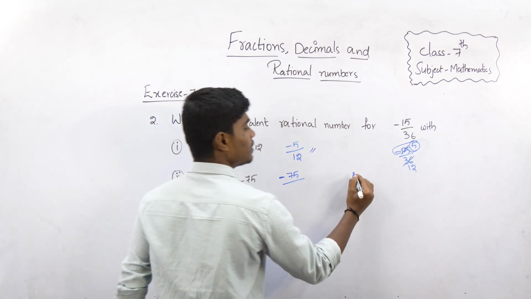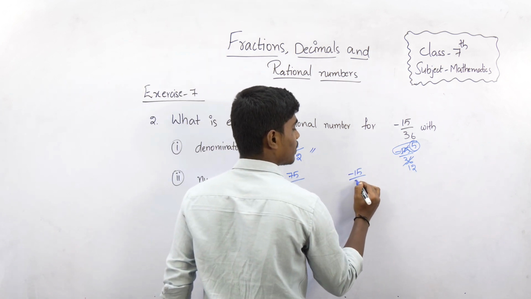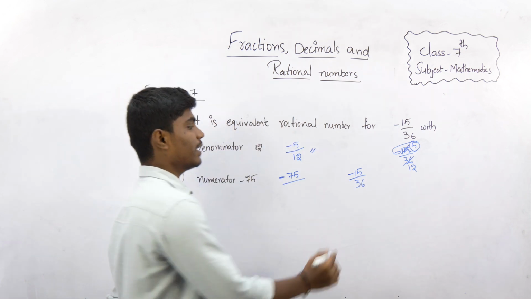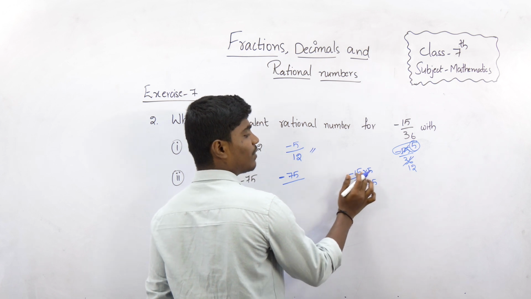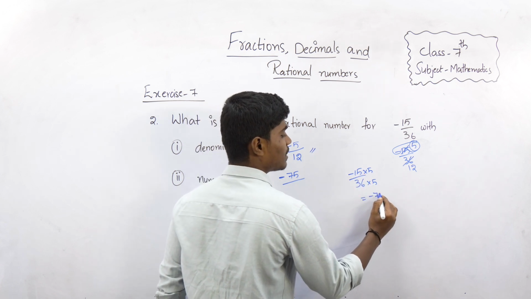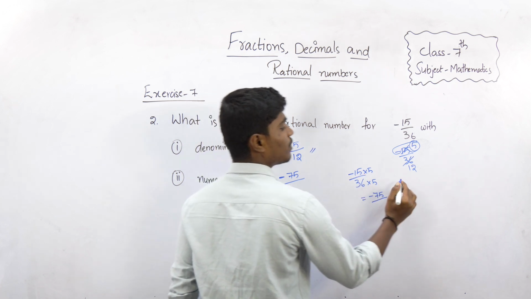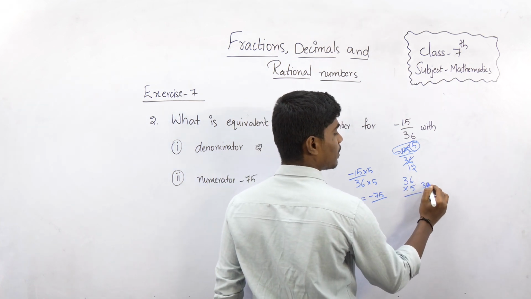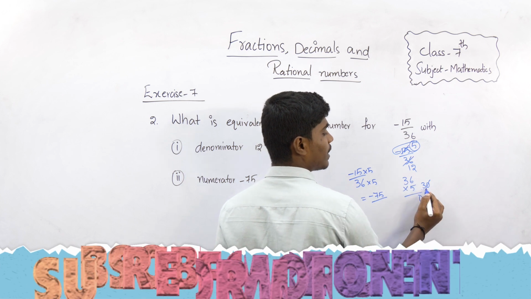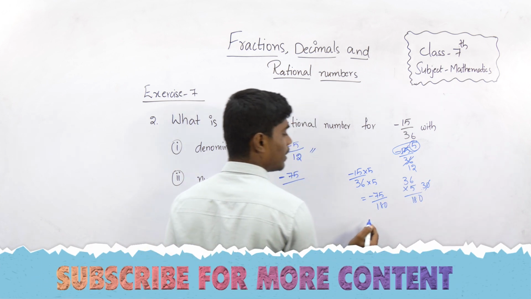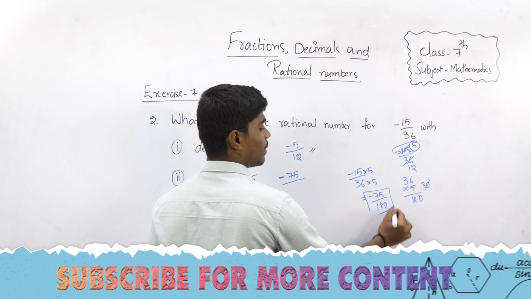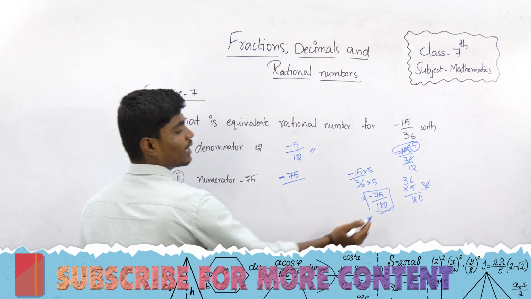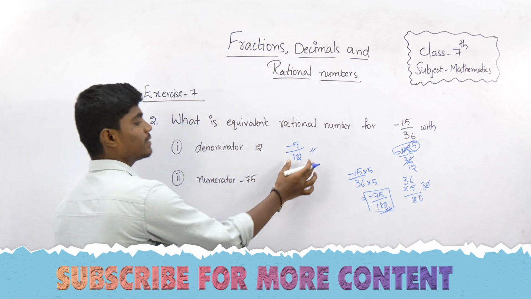Here the given number is minus 15 by 36. On multiplying numerator and denominator by 5, 15 5s are 75, so minus 75 by 36 into 5. 36 into 5: 6 5s are 30, 5 3s are 15, plus 3 is 18, so 180. So here the number is minus 75 by 180. The numerator is minus 75 and the denominator is 180. So these are the answers.